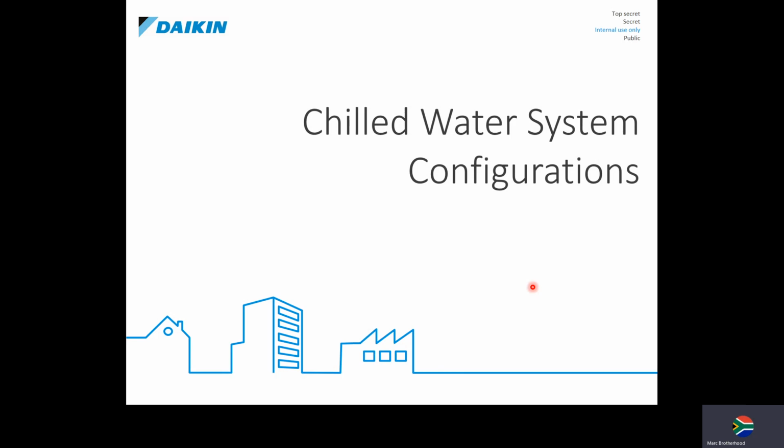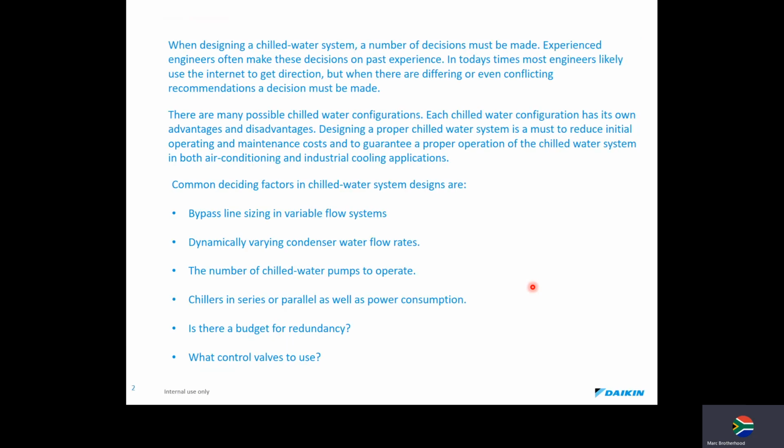Chilled water system configurations. When designing a chilled water system, a number of decisions must be made. Experienced engineers often make these decisions on past experiences. Some guys even just use Google. But in today's times, most engineers likely use the internet to get direction. But when there are differing or conflicting recommendations, a decision must be made.